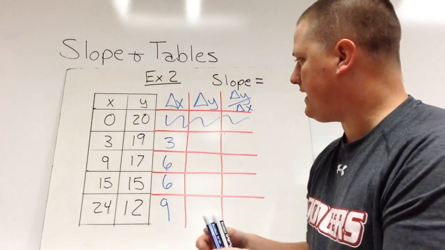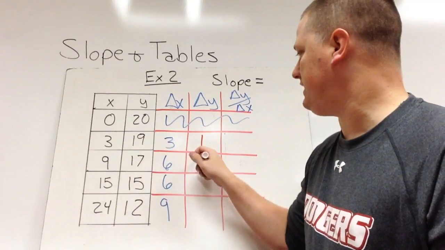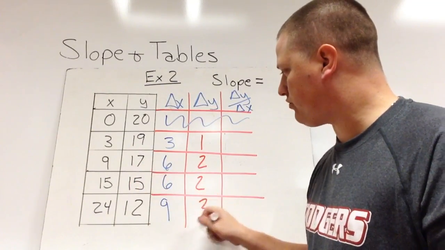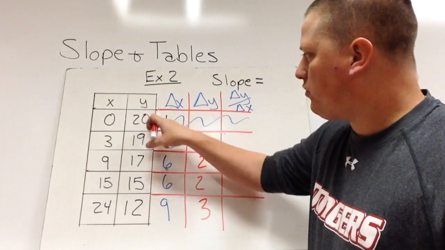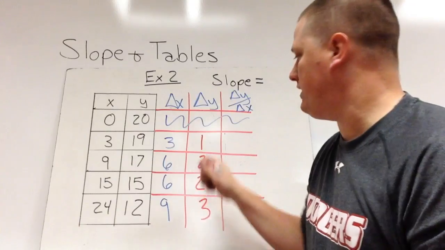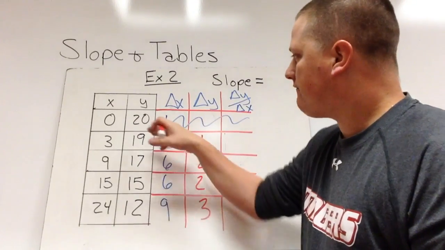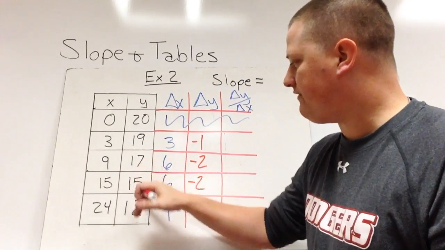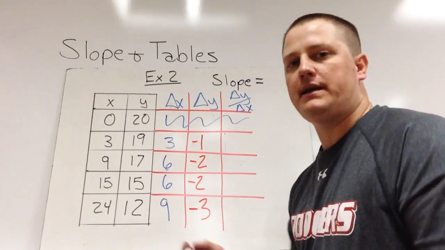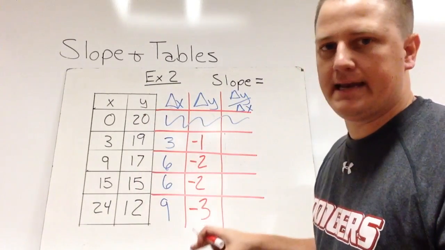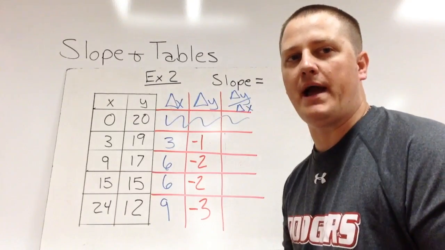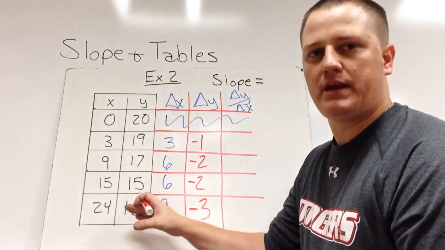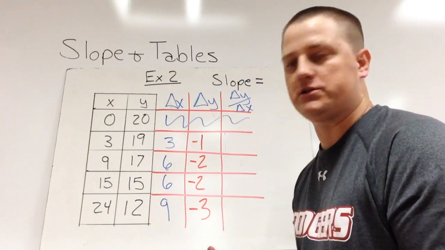Okay, in red, 20 to 19 is 1. 19 to 17 is 2. 17 to 15 is 2. 15 to 12 is 3. Here's the thing though. From 20 to 19, we go down 1, so that's a negative 1. From 19 to 17, we go down 2. 17 to 15, down 2. 15 to 12, down 3. So anytime our numbers are getting smaller, those are going to be negative numbers. You can put the negatives in right away as you're doing these instead of going back through like I did. Just be wary that as the numbers go down, that would be negative numbers.